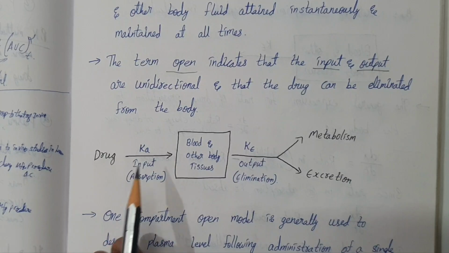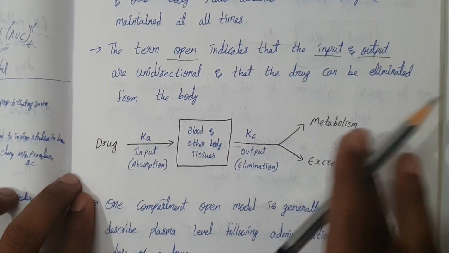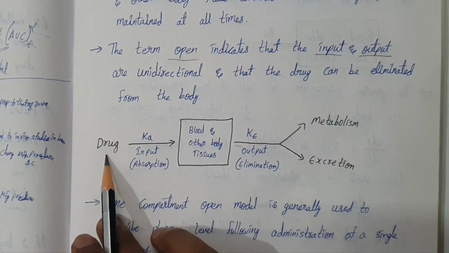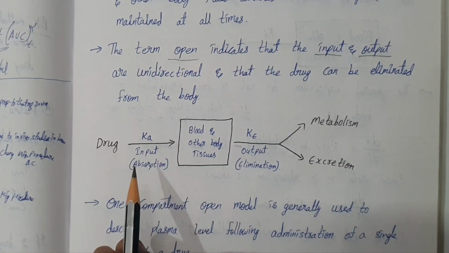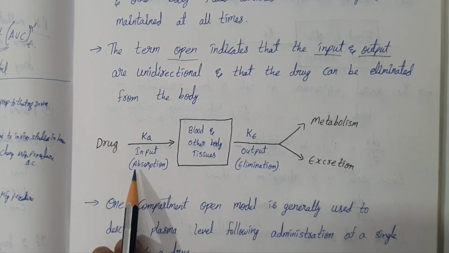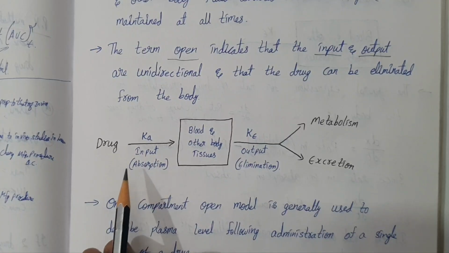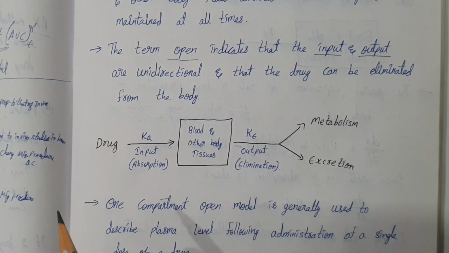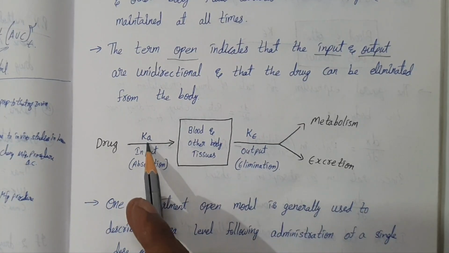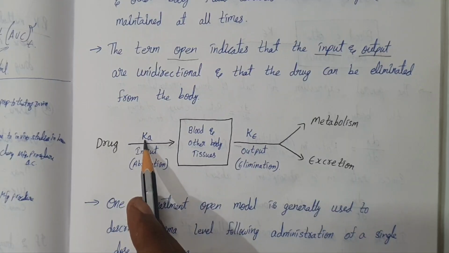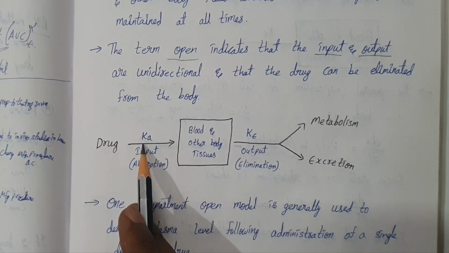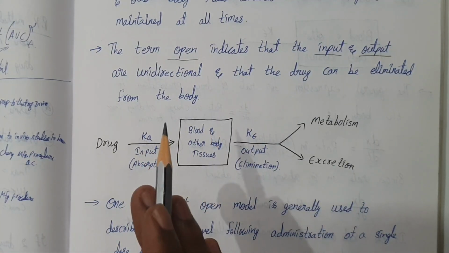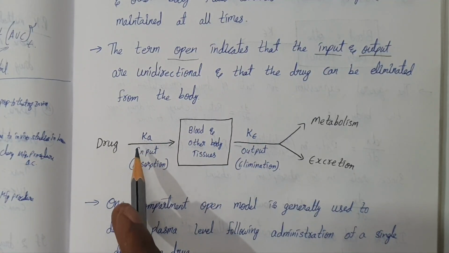Let's break it down in the diagram. Here is our drug, and we are inputting it into our system. Here the absorption takes place, if we are taking it in oral form. We represent absorption as Ka, the absorption rate constant for non-IV routes.